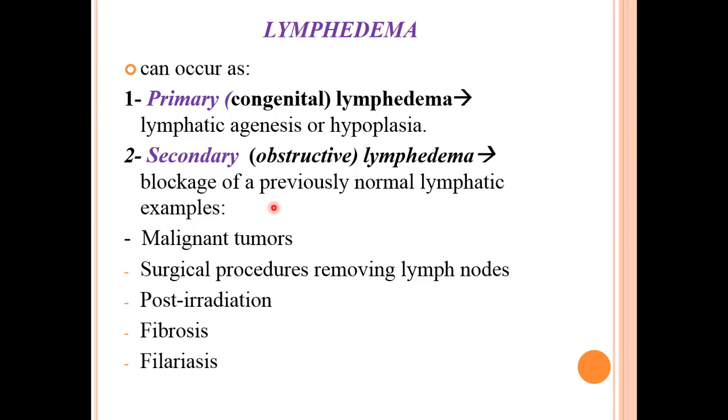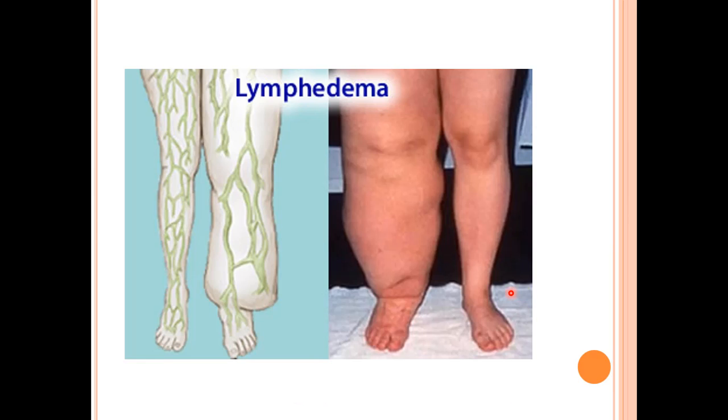Filariasis, which is a parasitic infection that leads to inflammation, destruction, and occlusion of the lymphatic vessels within the affected limb. Anything that leads to inflammation with the associated post-inflammatory thrombosis and scarring at the site of the previous inflammation. This is a picture showing lymphedema. So this is the normal limb here, and this is the abnormal or the affected limb by lymphedema. As you can see, huge distension and swelling of the affected limb.